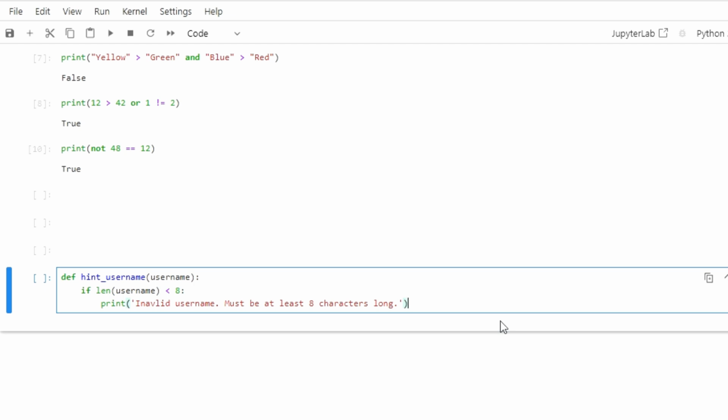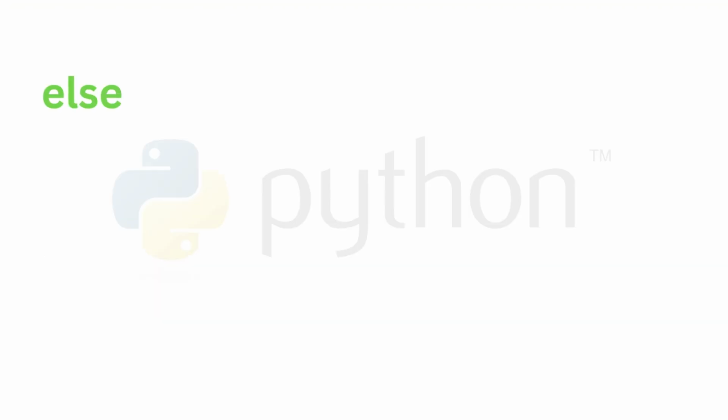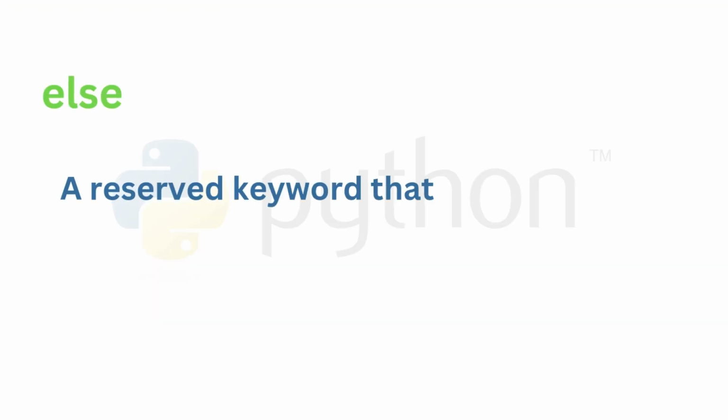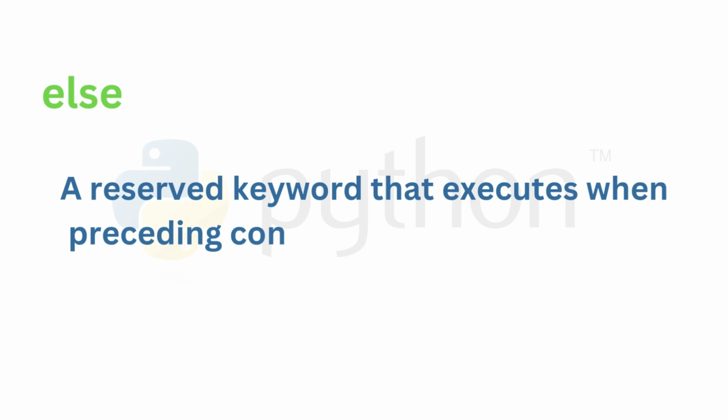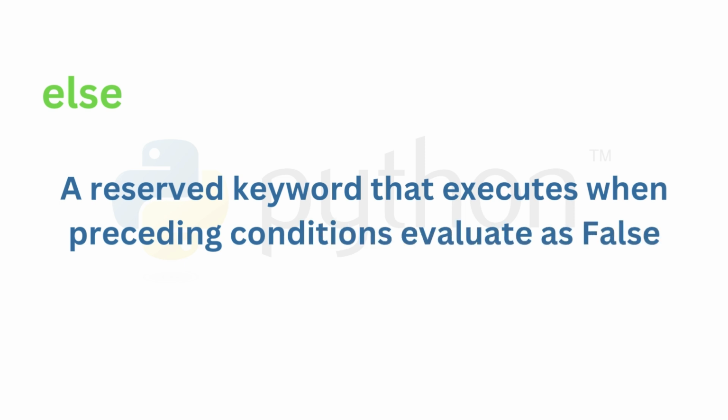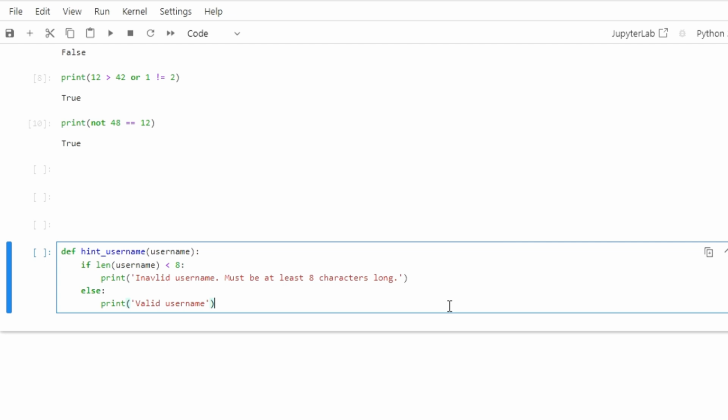But what if we could extend it to make it even more powerful? What if we want the computer to do something else? Else is a reserved keyword that executes when preceding conditions evaluate as false. The else statement lets us set a piece of code to run only when the condition of the if statement is false. Think about our company username example.